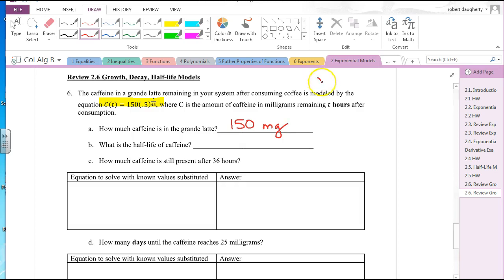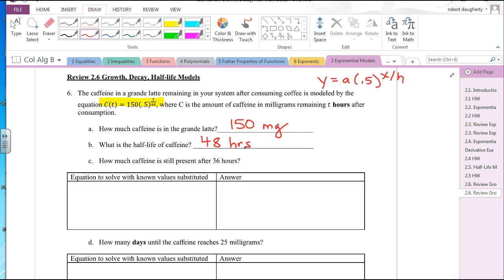Well, you look at our formula for half-life was this. So H was the half-life. So this half-life is 48, and the unit is hours in this case. So 48 hours is the half-life. So I would expect half of the caffeine to be gone after 48 hours.